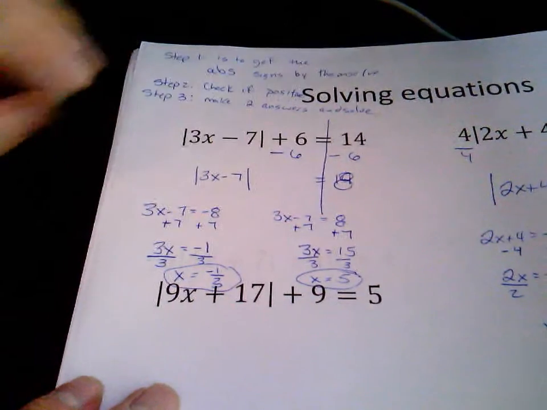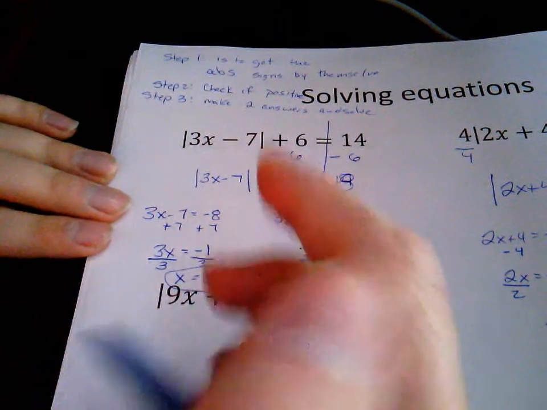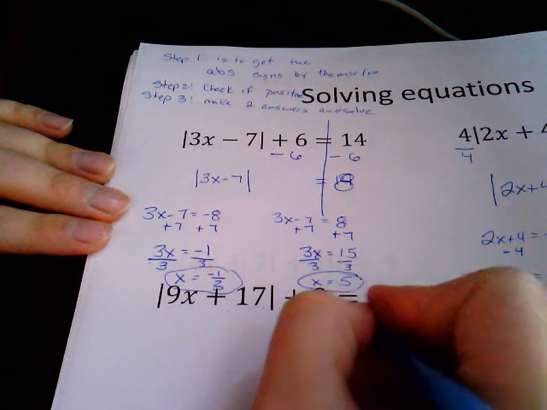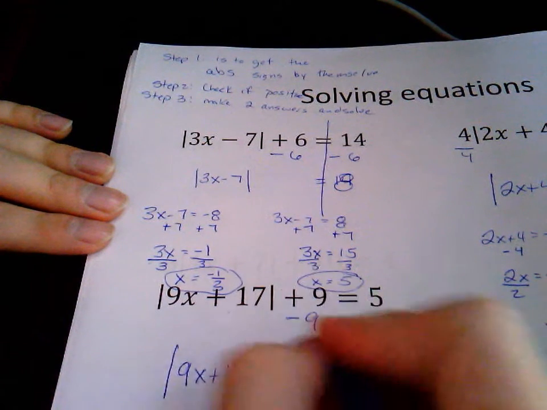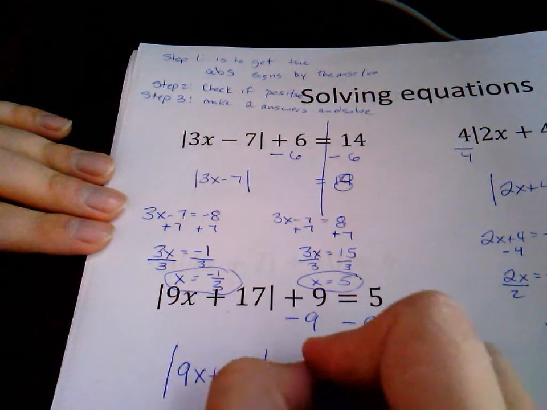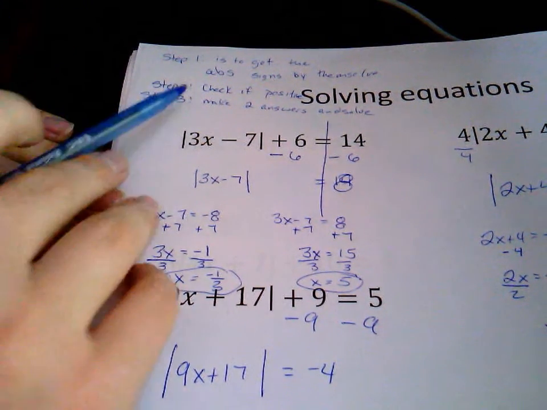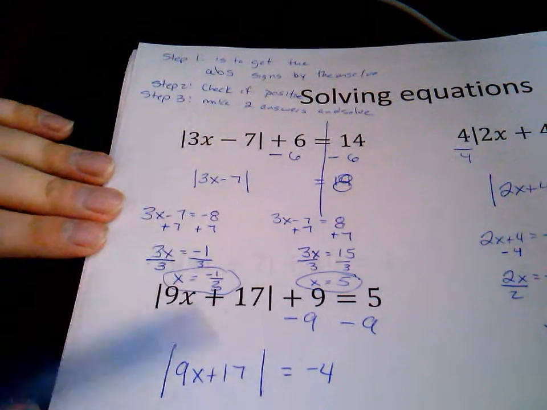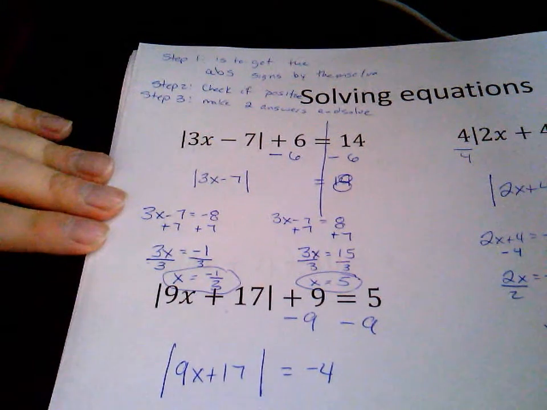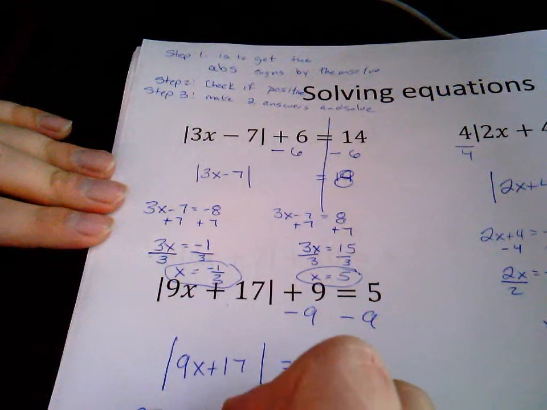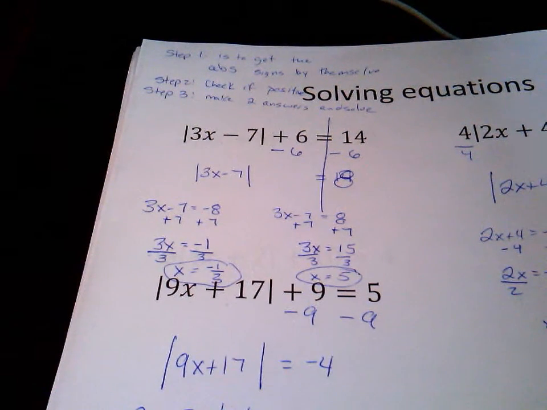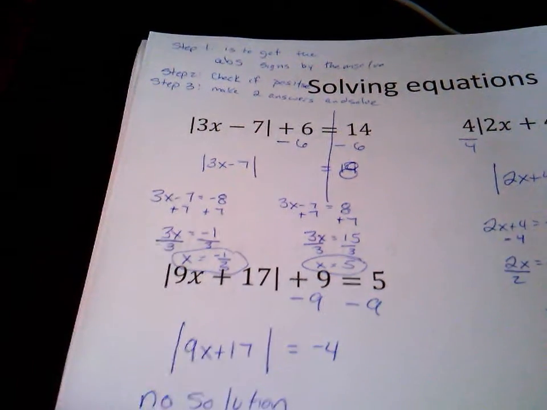Now, this next one's going to be a little bit more tricky. Step 1, get rid of the 9. Subtract 9. We got absolute value of 9x plus 17 equals -4. Go to step 2. Check if positive. Is this positive? No. So then they have no answer. So there's no solution. And that's how you get no solution answers.